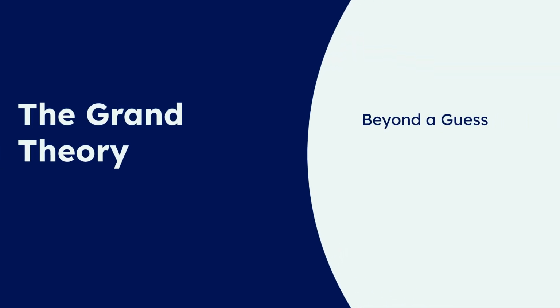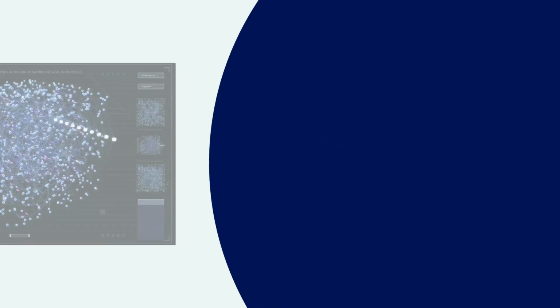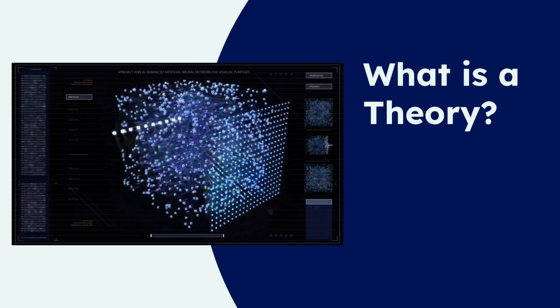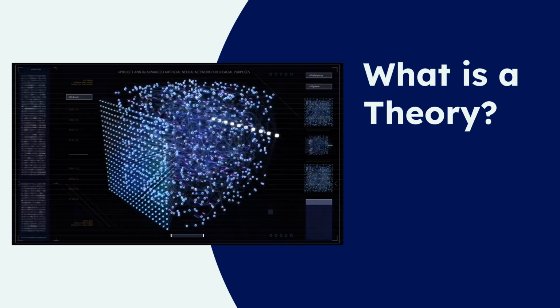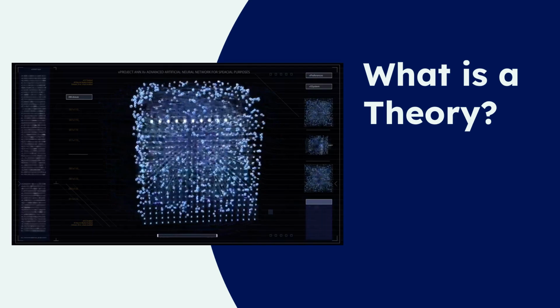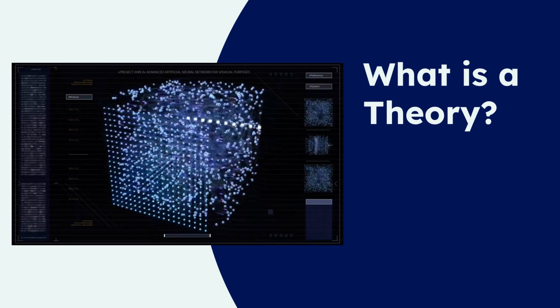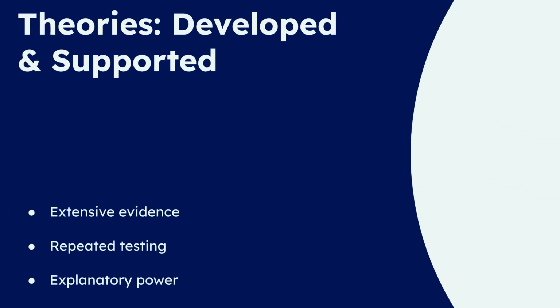Moving up the ladder of scientific certainty, we encounter the scientific theory. A scientific theory is a well-substantiated explanation of some aspect of the natural world, based on a body of facts that have been repeatedly confirmed through observation and experiment. It's much more than just a guess. It's a comprehensive framework. Theories are developed over time as hypotheses are tested and supported by vast amounts of evidence from multiple lines of inquiry.